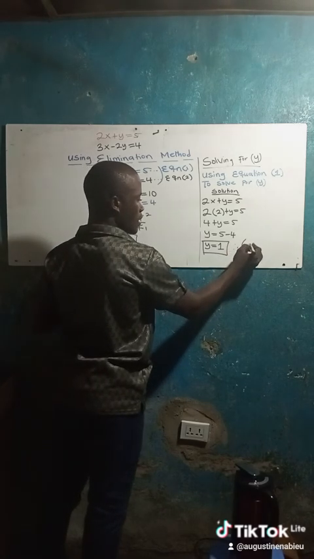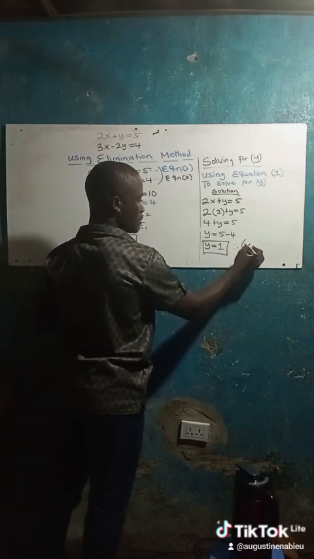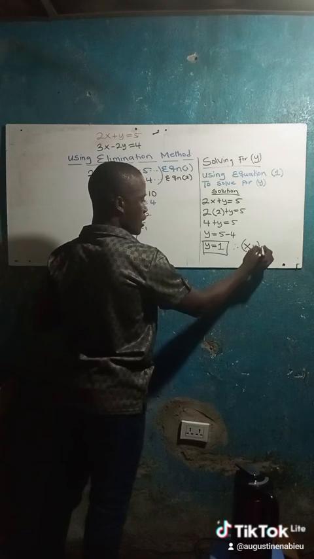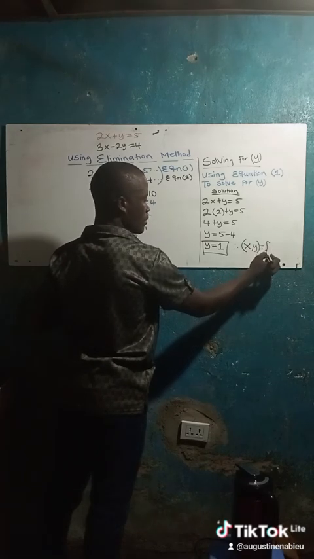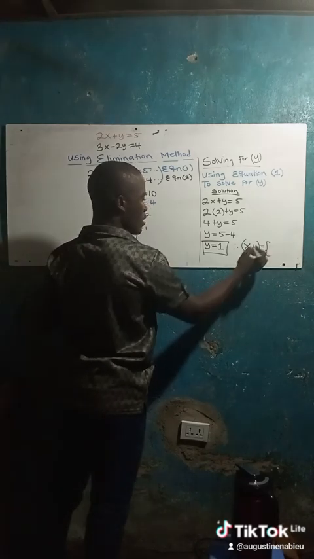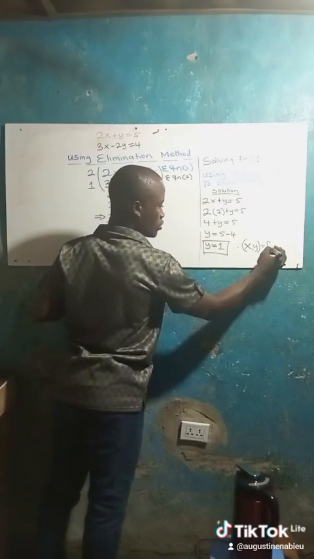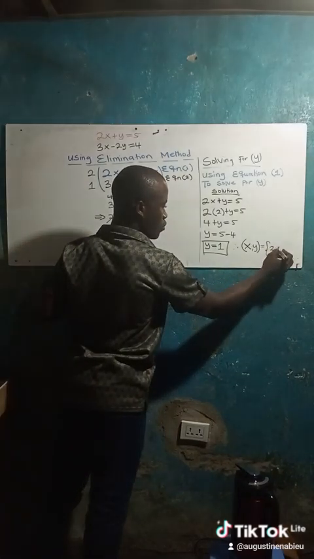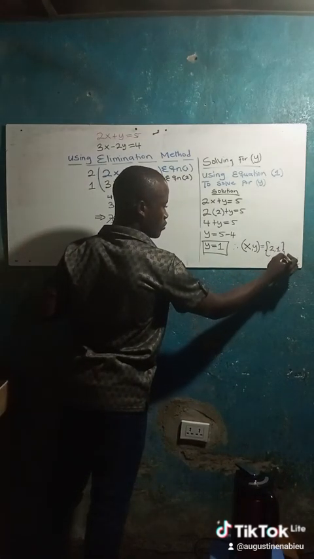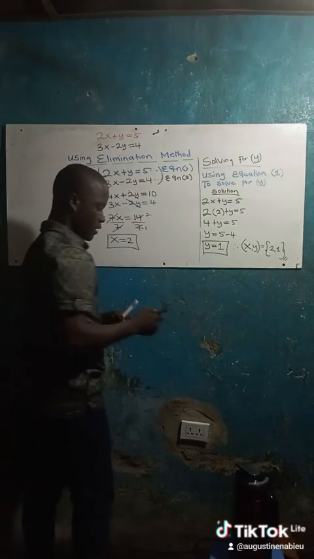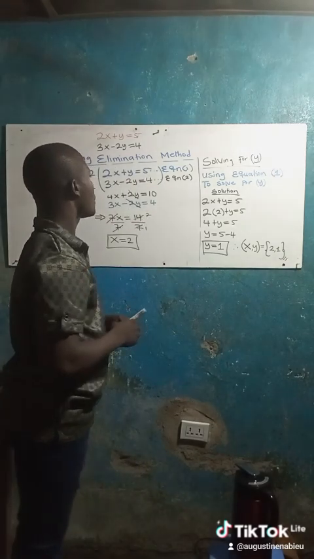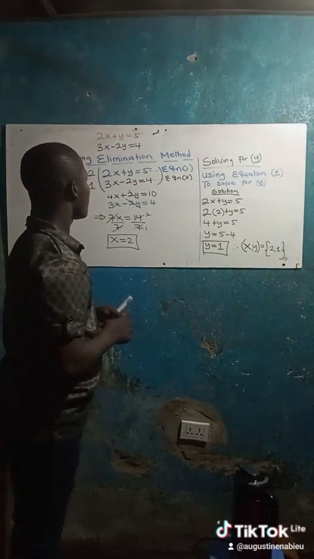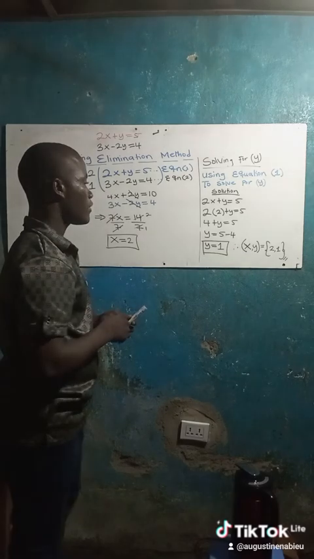Therefore, x comma y is equal to, brackets open, x is 2, comma 1. Thank you. That does it for the presentation on the elimination method. Thank you.